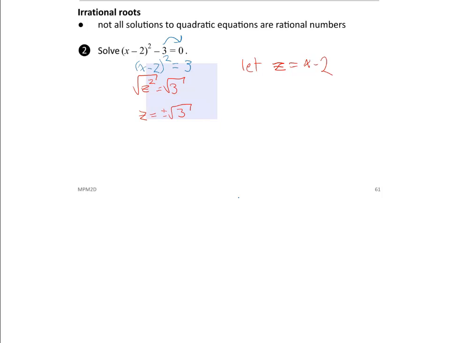And what this ends up looking like, because you sub x minus 2 back in for z, you'll have x minus 2 equals plus minus root 3. So x minus 2 equals plus minus root 3. That means we need to move the 2 over, and we're stuck with x equals 2 plus root 3 and 2 minus root 3. Or you could write it as 2 plus minus root 3.